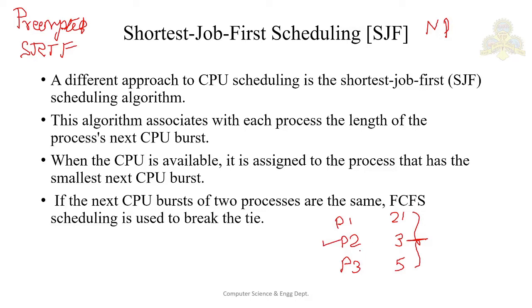Once this execution is over, we check again. We have two processes, P1 and P3. We check the burst times, which are 21 and 5. Which is the smallest among those?